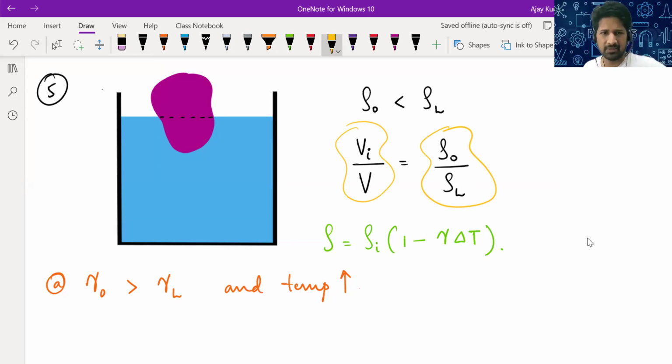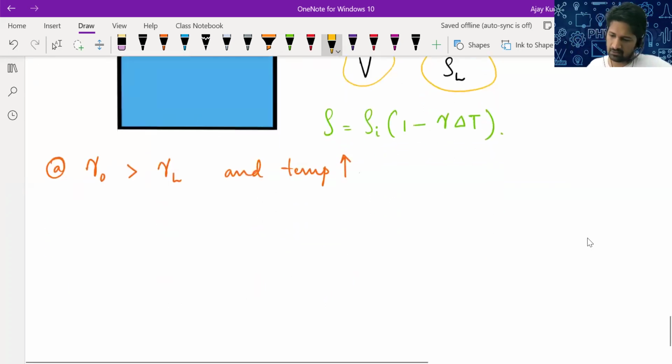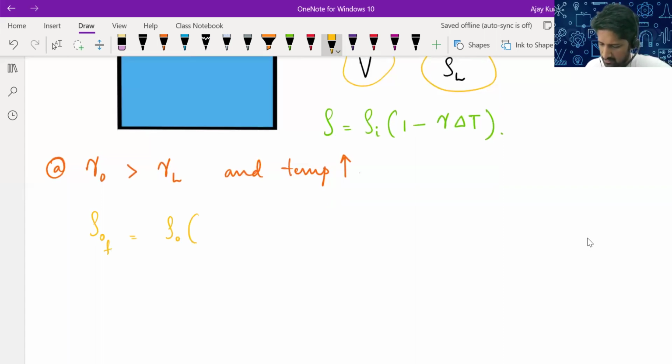Now, initially they had some densities. Density of object was less than the density of liquid. That is why it was floating on the liquid. Now, final density of object will be initial density of object into 1 minus gamma of object delta T. Simple. The equation is given to you on the screen.